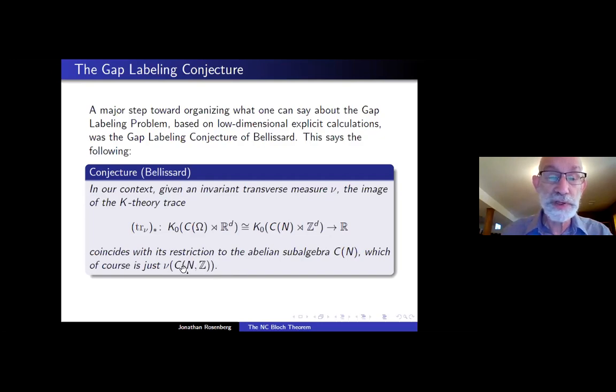So there's no reason why the trace on the whole cross product should coincide with its restriction to this subalgebra. So in some sense, this conjecture is a bit of a surprise, but it was borne out in a few examples, and that's what led to the conjecture in the first place. So once again, the gap labeling conjecture says that the K-theory of this cross product, when you apply the K-theory trace to it, has the same image as just the restriction of the trace to the abelian subalgebra inside.